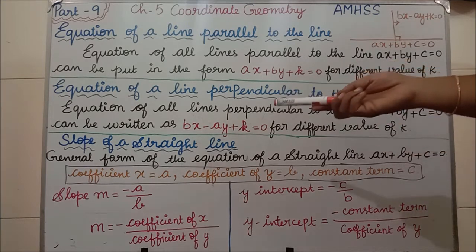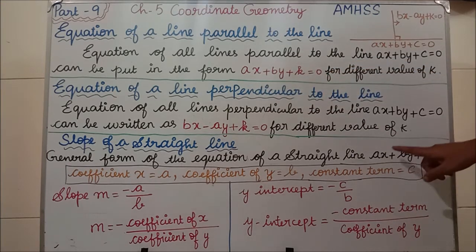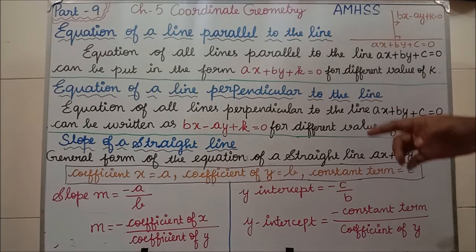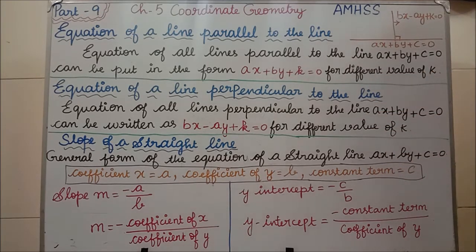A is the coefficient of x. What is b? Coefficient of y. So the formula itself has minus: m is equal to minus a by b. Clear? Next, in the question if they have given the equation and they are asking you to find the y-intercept, the y-intercept is equal to minus c by b.